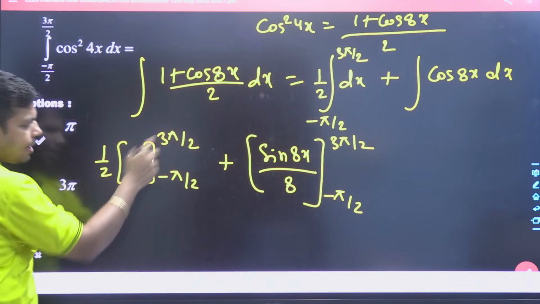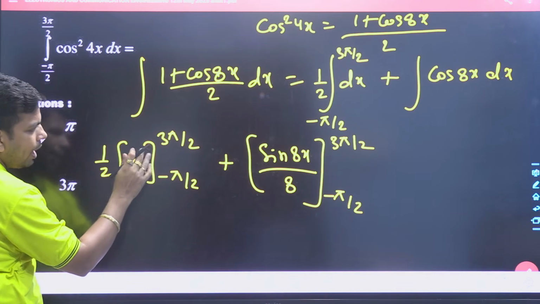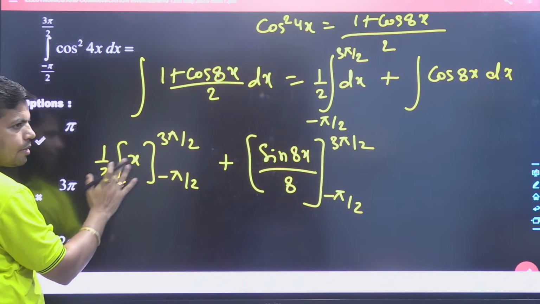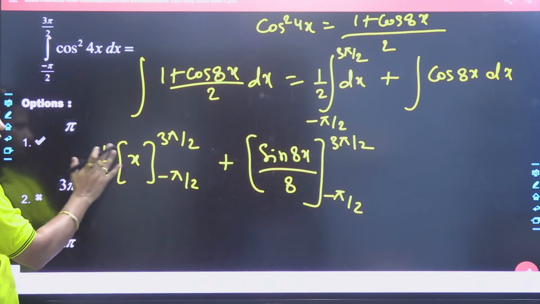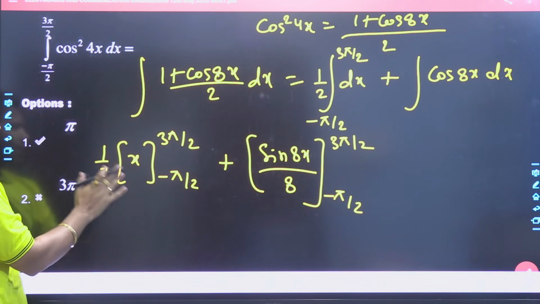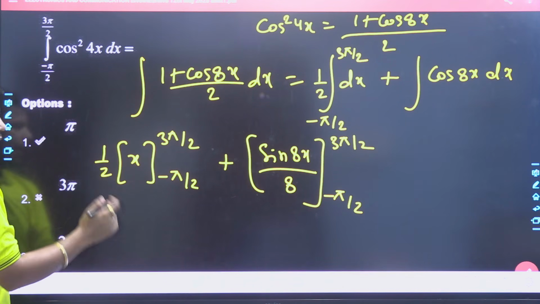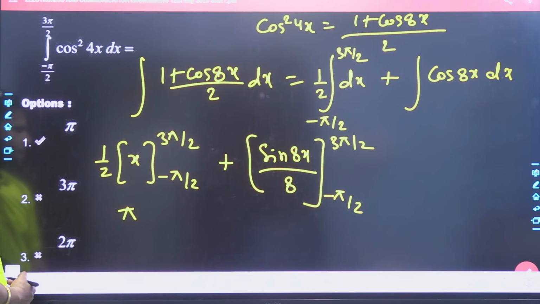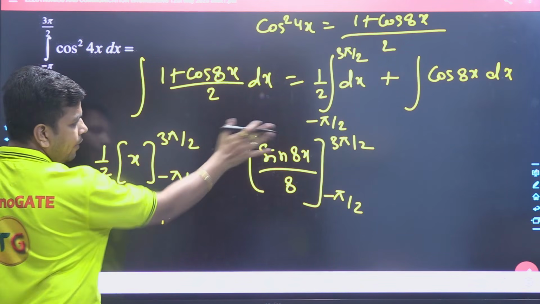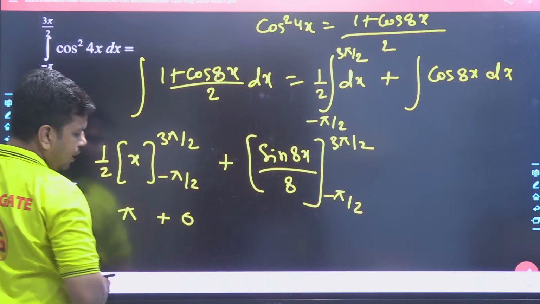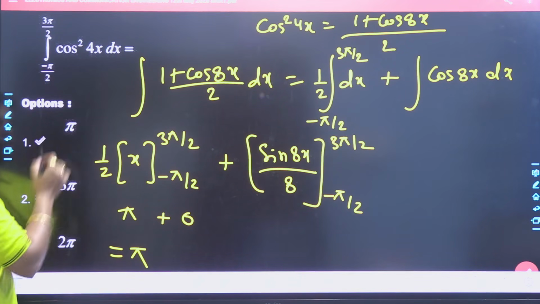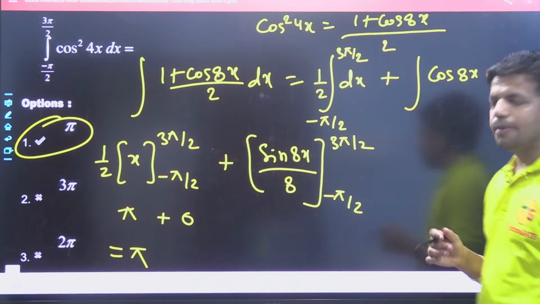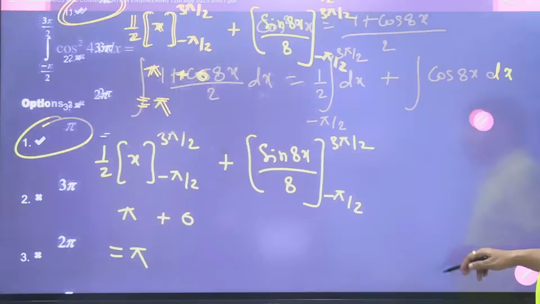So on solving this, 3 pi by 2 minus pi by 2 becomes pi, and on solving the other part, this becomes what? Pi. Plus, when we are solving this, it gives you 0. So on solving that, your answer is pi. You can go with the first answer. Pi is your answer. Simply you need to put the value and you can get the answer.